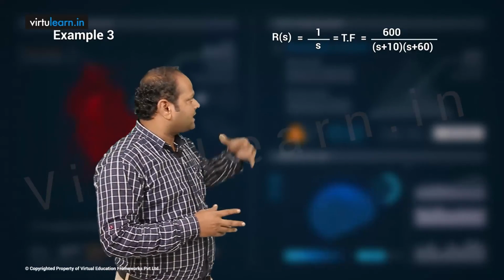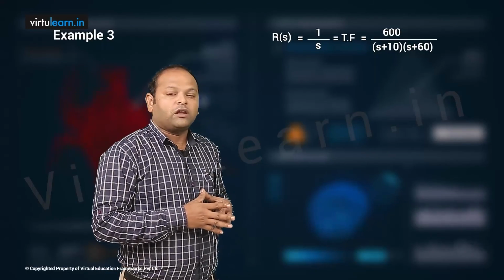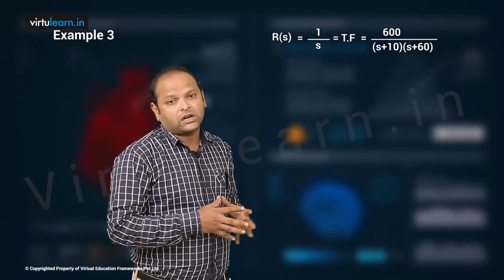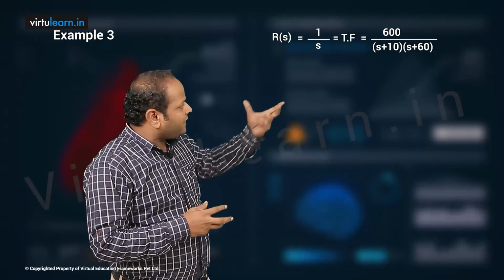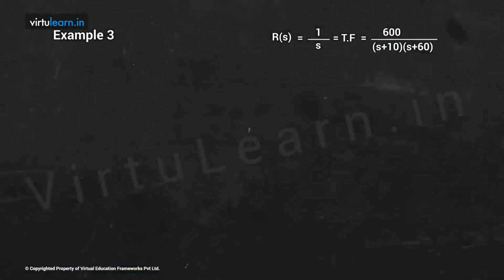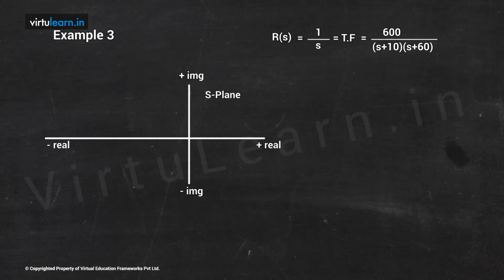So it is a second order system that we got, but we have real poles which are unequal. When you take those poles and plot them on the s plane, you will have one pole at minus 10 and the other pole at minus 60. The response of this type of poles is nothing but an over damped response. So this system is an over damped system.